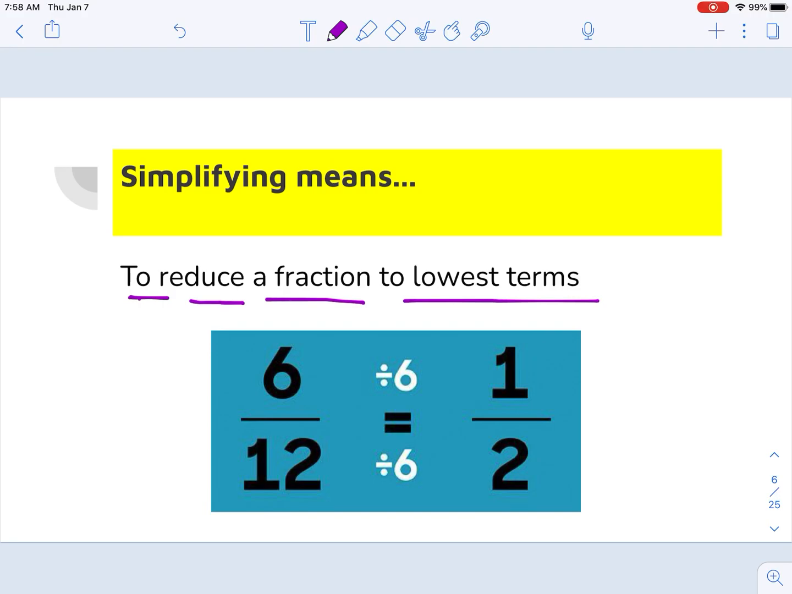In the example that we're seeing at the bottom of this page, we have 6/12. Dividing the top and the bottom by 6 to go down to lower numbers. The 1 and the 2 are lower than a 6 and a 12. We're dividing by 6 on the bottom and dividing by 6 on the top. Again, pause the video to fill in that definition for the first one.